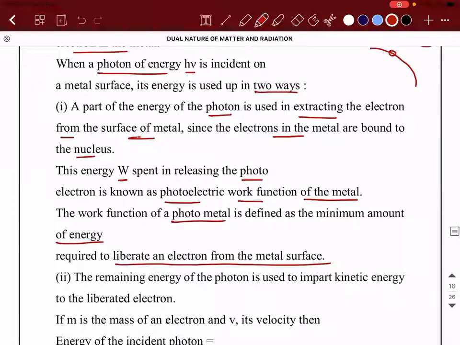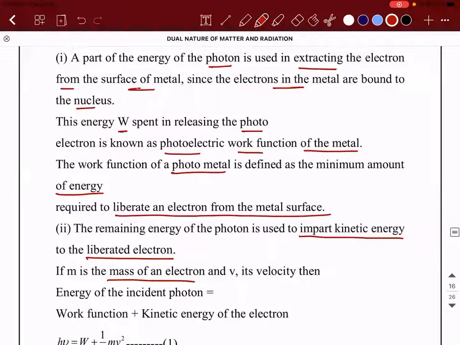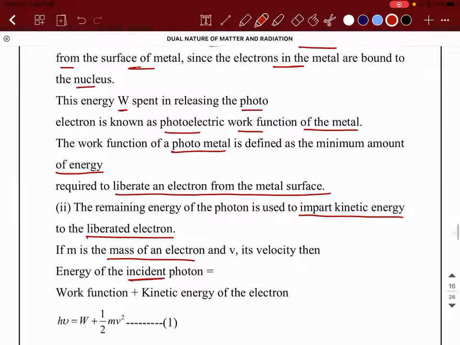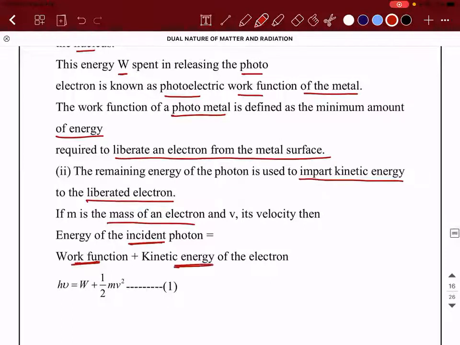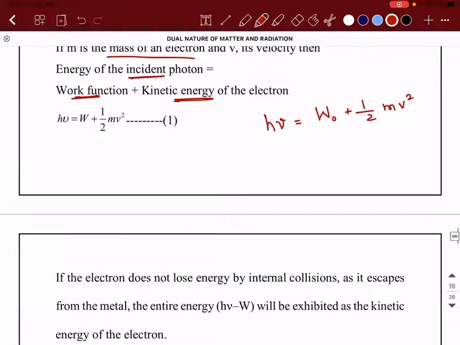Now the question is, part of it is used to overcome the work function. What about the remaining part? The remaining part of the energy of the photon is used to impart kinetic energy to the liberated electron. If m is the mass of the electron and v is the velocity, then the energy of the incident photon is work function plus kinetic energy. So h nu will be equal to W naught plus half m v square. This is what is called Einstein's photoelectric equation.